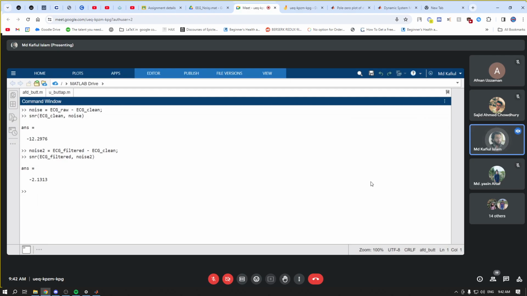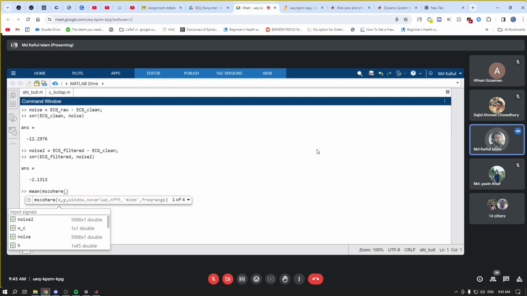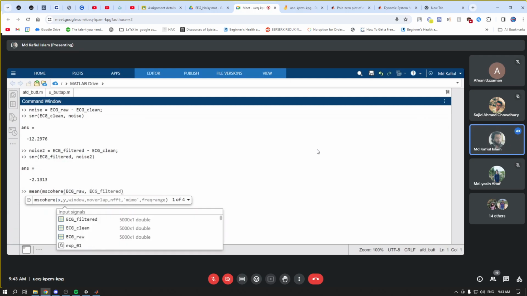Let's say coherence, right? It is MS coherence, I believe. Coherence gives you the correlation at different points, whatever the length of the signal. Therefore, we should take the mean value of the coherence. So what should the coherence be? Before filtering, it is computed between raw and clean, right?